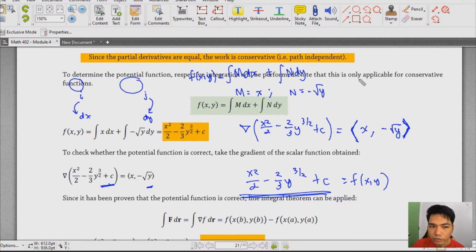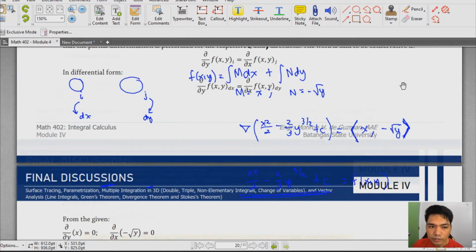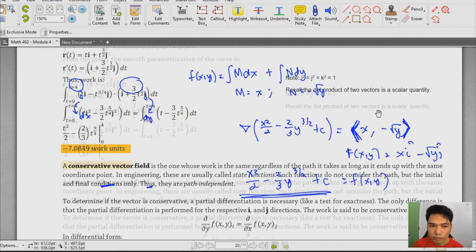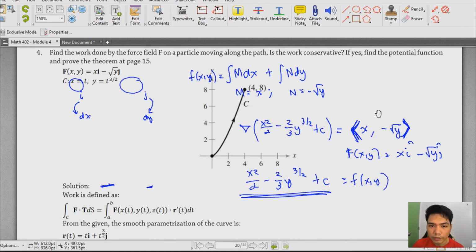vector function, and as you can see, this vector function is the same as this one, that is xi minus square root of y j. So ito, this is how you write the gradient, pero pwede mo rin siyang isulat in terms of f of x, y that is equal to x, kung ano yung nasa una, that's i, and then minus square root of y j. Okay, kasi itong sign na to, these are indicators ng direction natin for vectors. Okay, so yun. So we've proven na correct siya in that case.